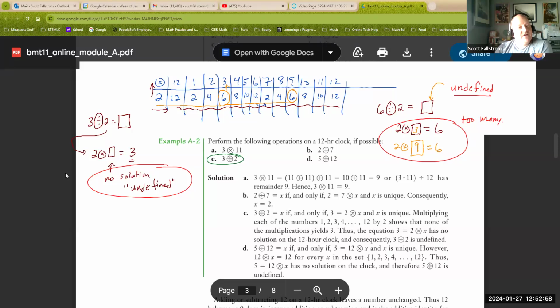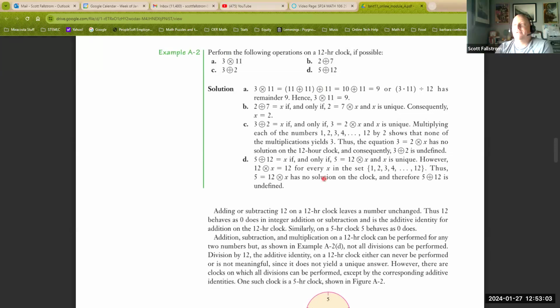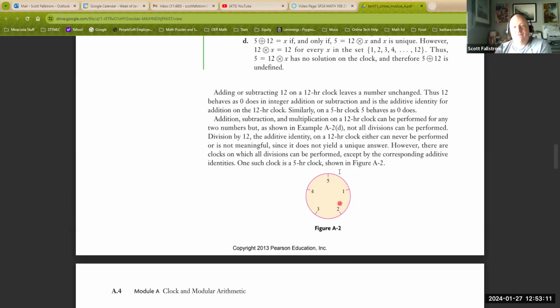All right, so as you go forward, keep those definitions in mind. Those are back from Math 105 if you're looking for those. The definition of division being unique, having one and only one answer, would start in chapter 3 if you need to review that. Okay, so we could come down and do a 5 clock.